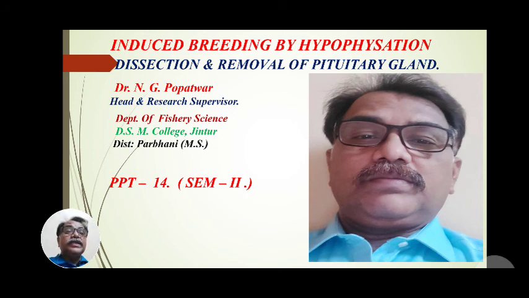These indications show that both male and female fish are mature, ready for spawning. Such fishes are used for induced breeding by hypophysation. Then the next point to be discussed today is the dissection and removal of pituitary gland.